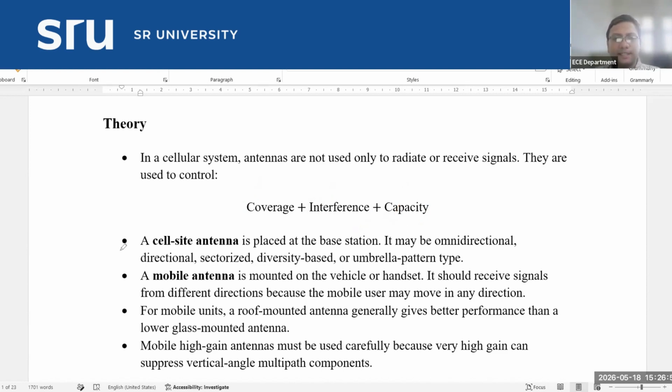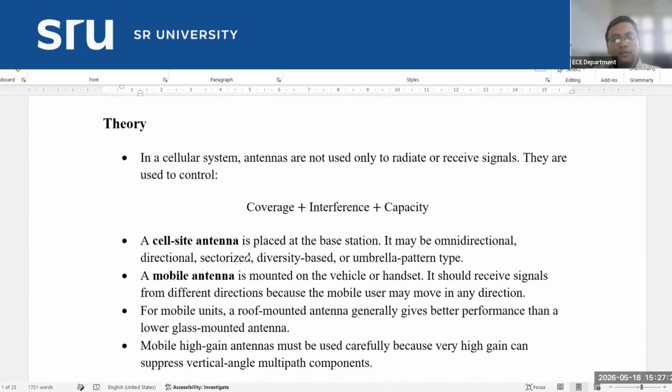Now a cell site antenna is an antenna placed at the base station. This type of antenna may be omnidirectional, it may be directional, it may be sectorized, it may be diversity based, or umbrella pattern type. So this is all about a cell site antenna, or the antenna placed at the BTS, base station antenna, or BS.